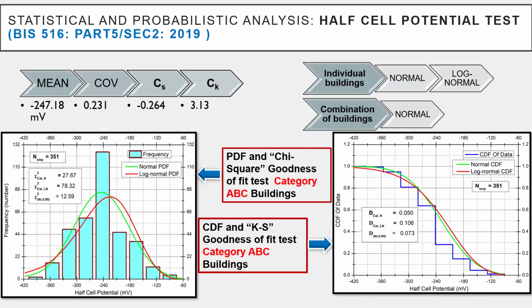This slide shows the statistical and probabilistic analysis of the half cell potential test. Here the mean value is about 247 millivolt. Coefficient of variation is 23%. And here the coefficient of skewness is 0.264 with a negative sign. That means the distribution is negatively skewed. That means it will have a long lower tail compared to the upper tail.